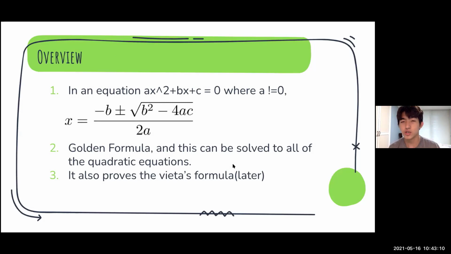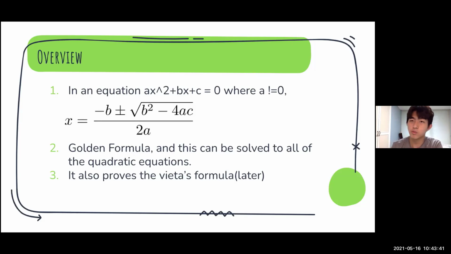So what the quadratic formula says is that in the equation ax squared plus bx plus c equals 0, a cannot be equal to 0, because when a equals 0, this won't be a quadratic equation and becomes a linear equation instead. And when both of these conditions hold, then x, which is the root, equals minus b plus or minus square root of b squared minus 4ac, over 2a.